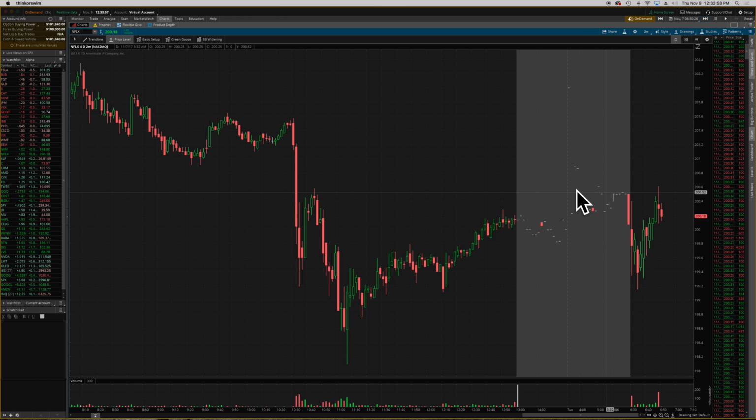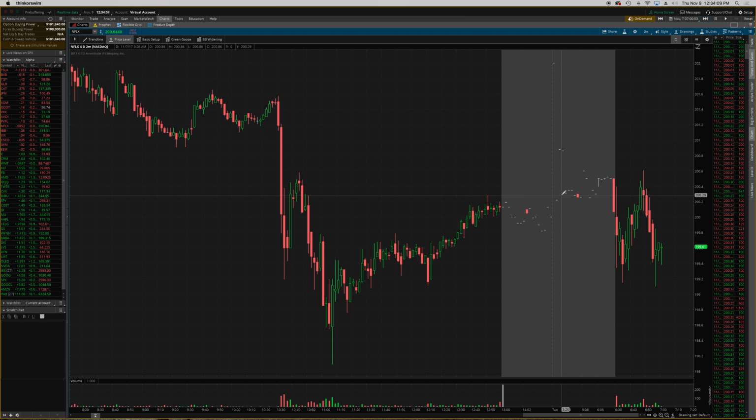I am going to fast forward a little bit. We're looking at the 2-minute chart here. I don't have any studies brought up or anything like that. I'm just going off of purely technical analysis and pattern recognition. So we see Netflix starts out a little weak. It tries to bounce back and get above that 200 level.